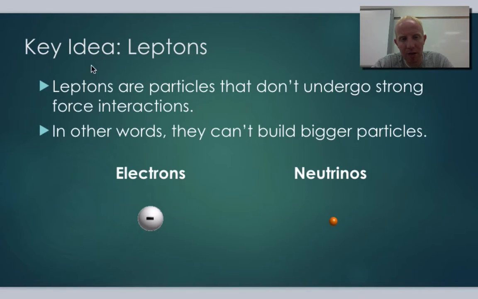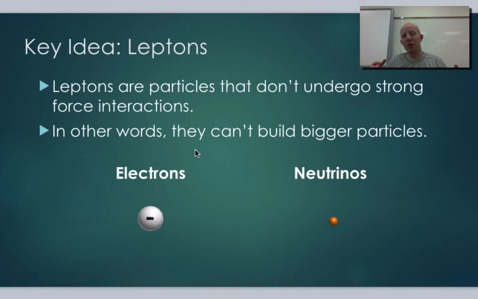Then next we have the leptons. Leptons are categorized this way because they don't undergo strong force interactions. That's what holds the protons, neutrons, and quarks together: the strong force. So if you don't have that, you can't build bigger particles.